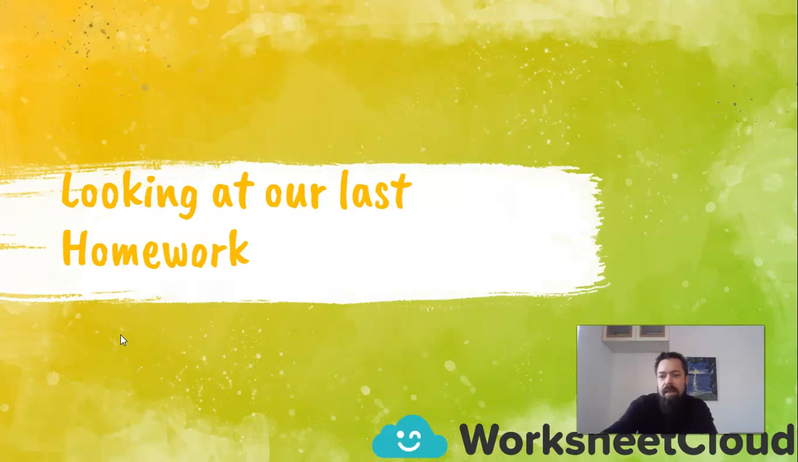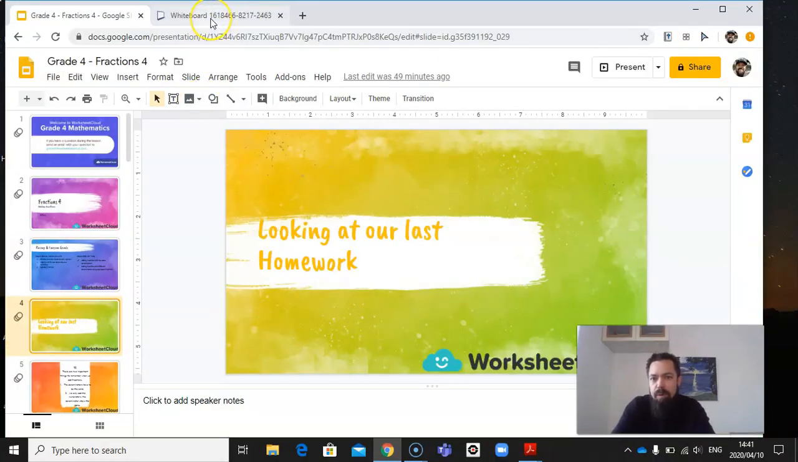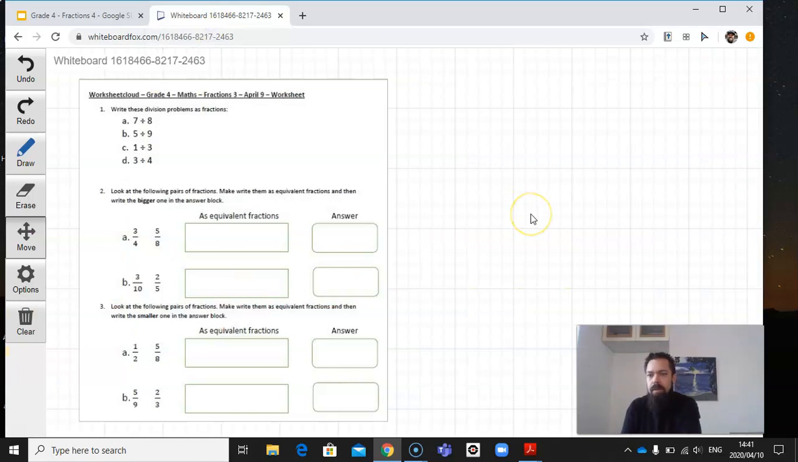Let's have a look at our homework from before Friday. So the first part of the homework was having a look at whether you understood that a division problem is actually the same as fractions. So all I asked for you to do was to put the division into a fraction. I'm going to need to make this a little bit bigger so that I can see it all.